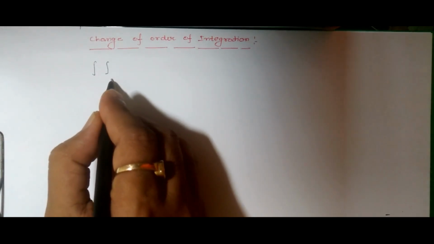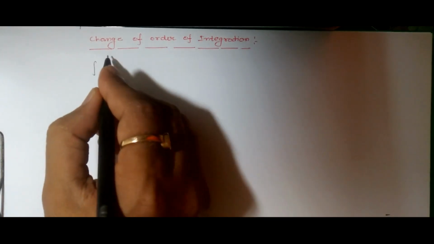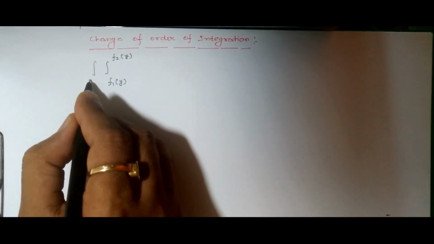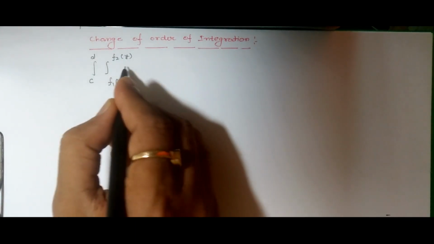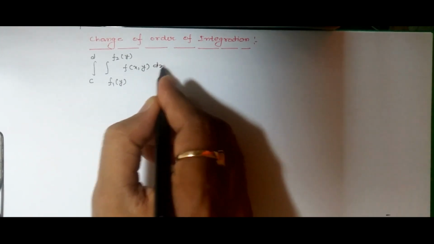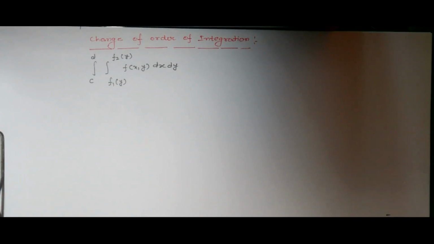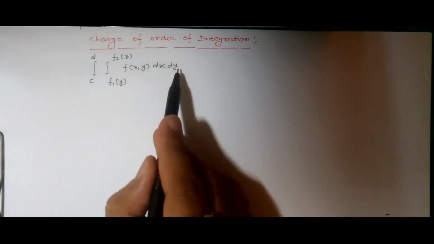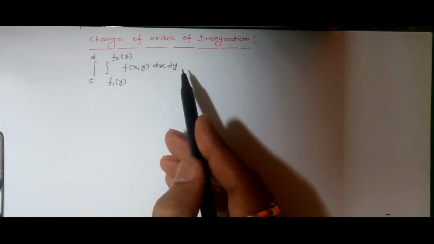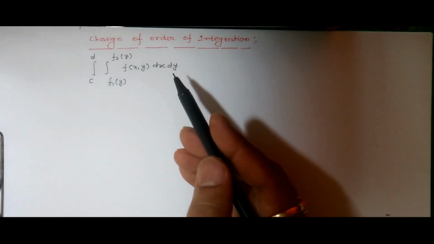and here I have been given the limits f1(y), a function of y, here f2(y), and here c to d, of some function f(x,y) dx dy. The meaning of order of integration is that you are given two variables x and y, so you will be integrating with one of the variables at once and treat the other variable as a fixed quantity or a constant quantity.